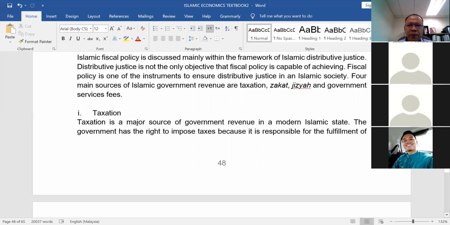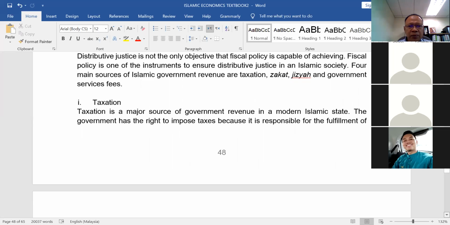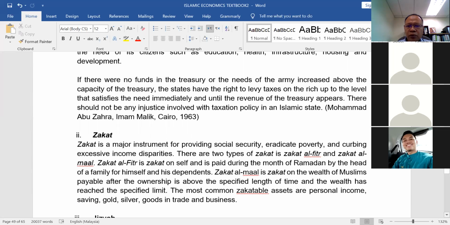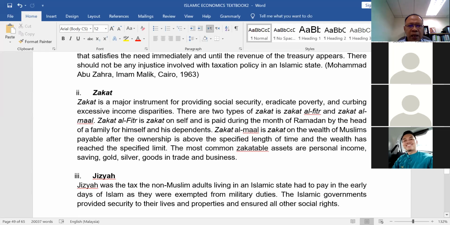And there are 4 main sources of revenue in Islamic government: taxation, zakat, jizyah, and government service fees. Okay, this one we discussed in the last lecture. So the Islamic government is allowed to collect tax from the people, and zakat is also a major instrument. There are 2 types of zakat: zakat al-fitri and zakatul mal.